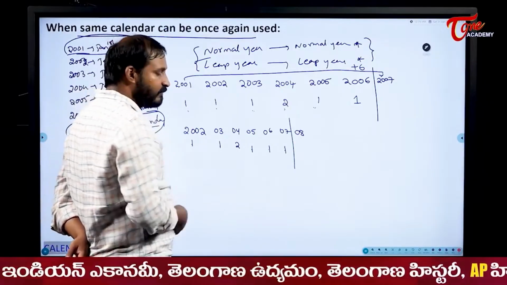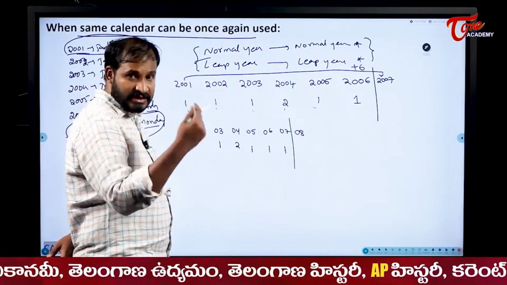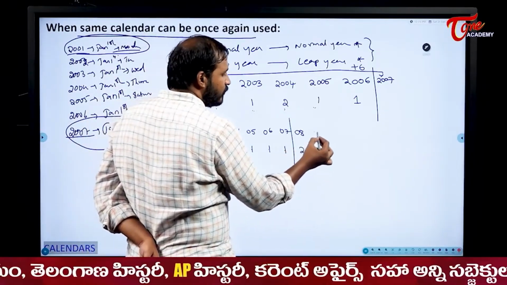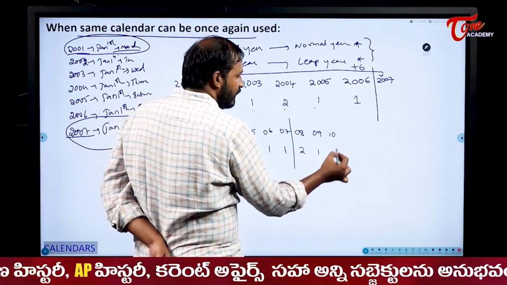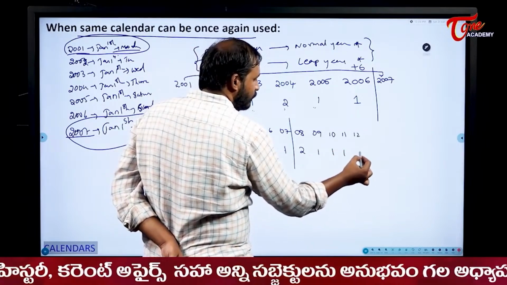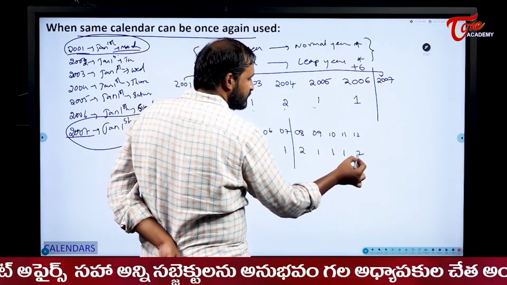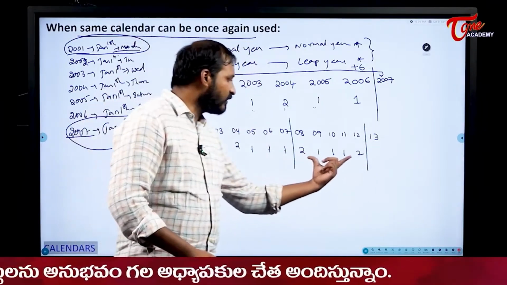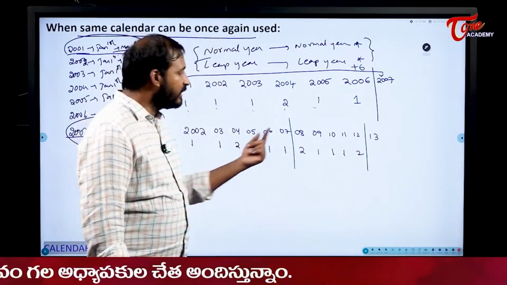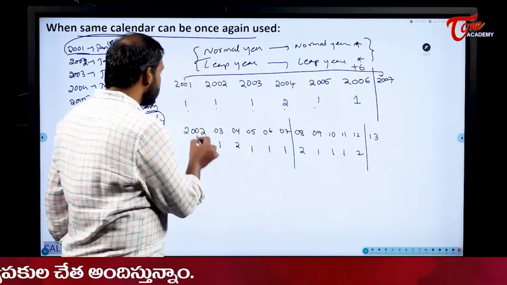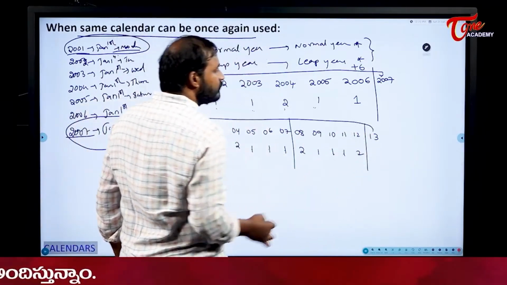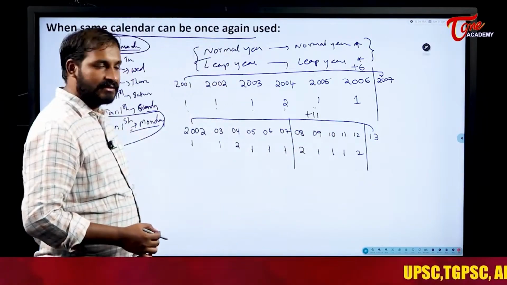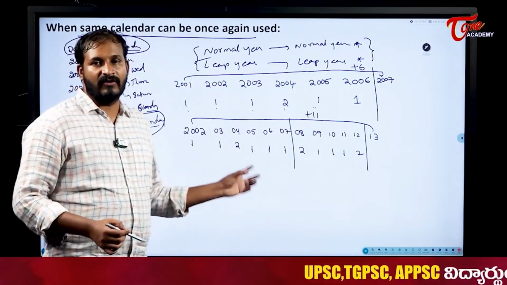Now, please observe here. So, what happens, sir? Up to year 7 the sum is gone. So we will wait for the next 7 sum. 2008, how many odd days? 2. 2009, 1. 2010, 1. 2011, 1. 2012, 2. Now, I will check: 2, 3, 4, 5, 6, 7. So, I can use it in 2013, right? Why? Because once again I got the 7 sum. 2002 is a normal year, 2013 is also a normal year. That means I can use the calendar of 2002 once again in 2013. That means plus 11.